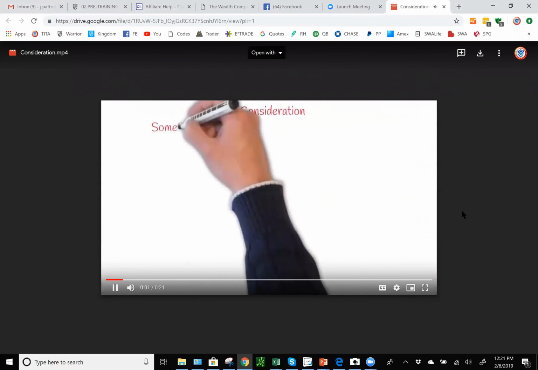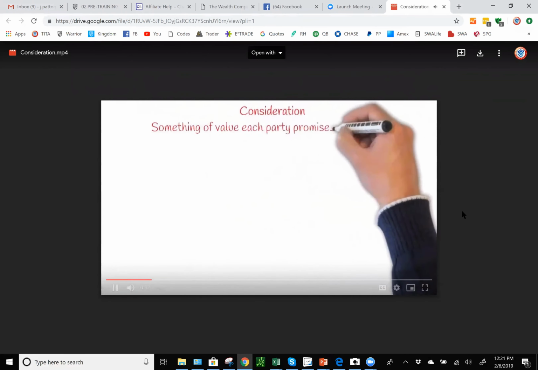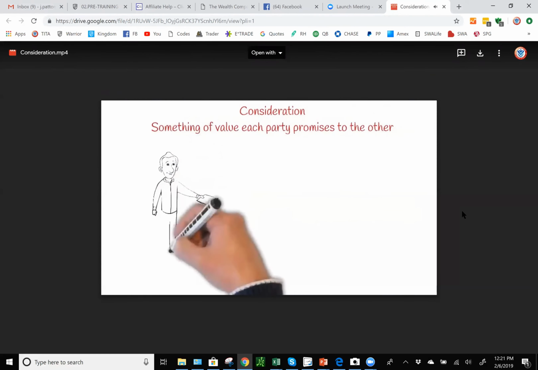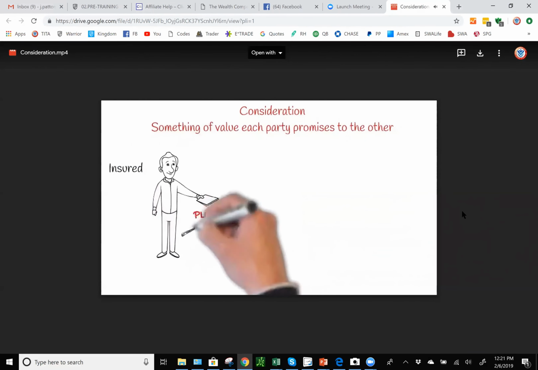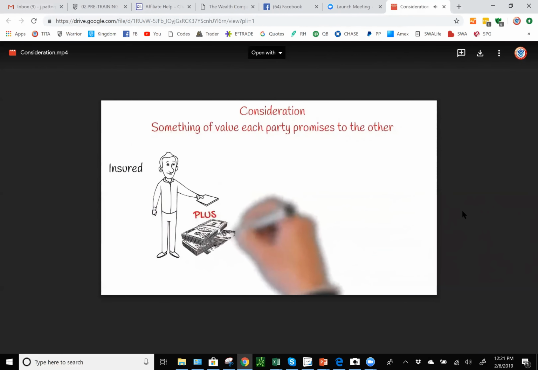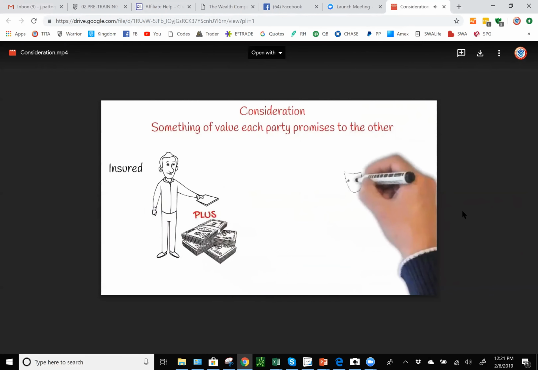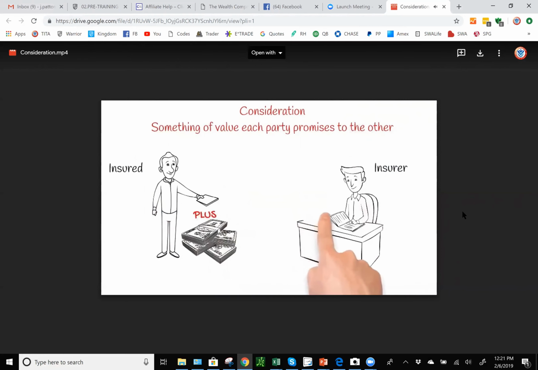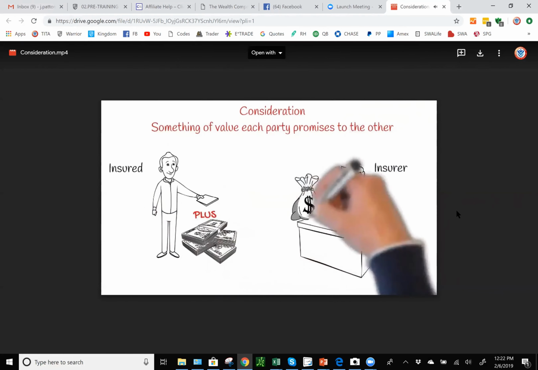All right, so consideration, something of value that each party promises to the other. For the insured, their consideration would be the answers on the application plus their payment of premium. For the insurer, their consideration would be promising to pay in the event of loss. So consideration is something of value.